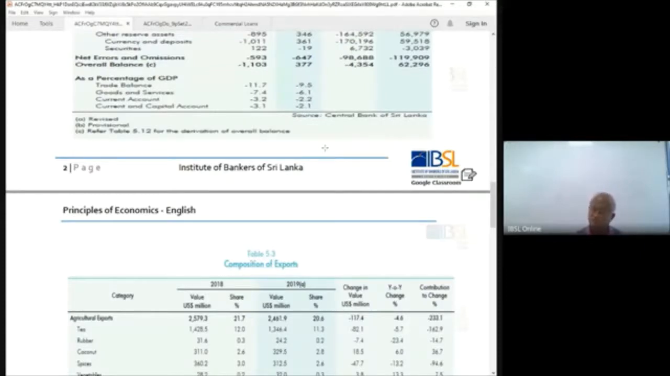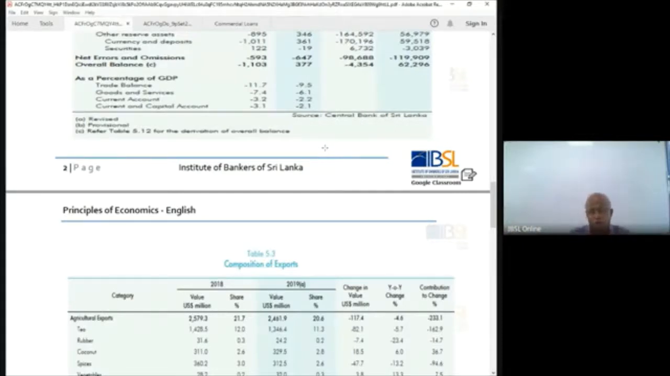Overall balance. Now we will see what will happen, why it is important. When the outflow is higher than the inflow, what will happen? For all the sources, the dollar outflow from Sri Lanka is higher than the inflow of dollars. That is a deficit. What does that mean? There can also be a surplus, where the inflow from all the sources is greater than the outflow.